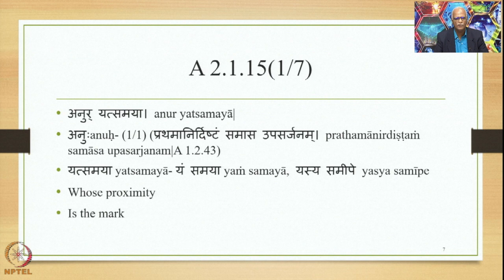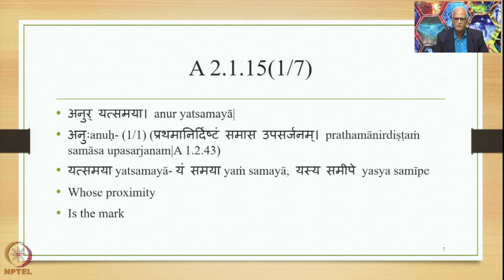This sutra has two padas, anur, that is anuhu, and yat samaya. So anuhu is prathama ekavachana, 1/1, and the prathama vibhakti ensures that this is termed as upasarjana because of the sutra prathama nirdishtam samase upasarjanam, and then because of that the word anu is placed in the initial position of the samasa by the sutra upasarjanam purvam.